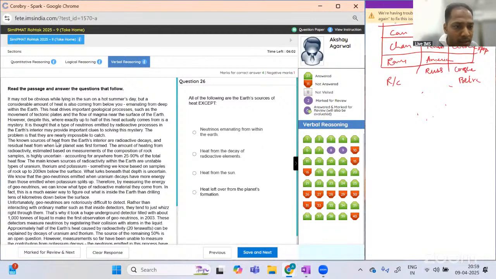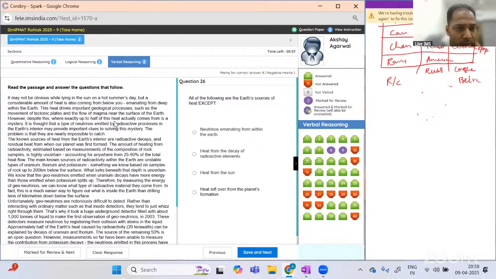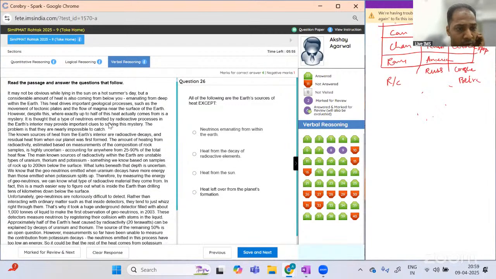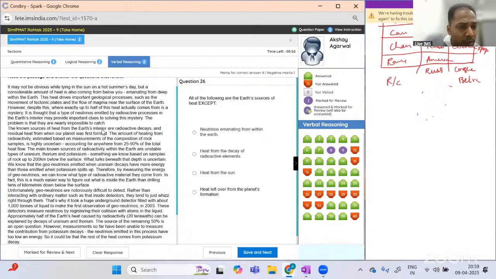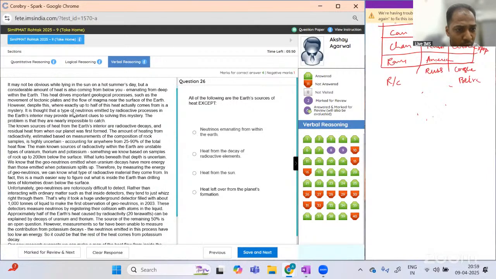Okay, so one last. It may not be obvious while lying in the sun on a hot summer's day, but a considerable amount of heat is also coming from below you, emanating from deep within the earth. This drives the movement of tectonic plates and magma. However, exactly where up to half of this heat comes from is a mystery. It is thought that a type of neutrinos emanated by radioactive processes in the Earth's interior may provide important clues to solving this mystery. The problem is that they are nearly impossible to catch.